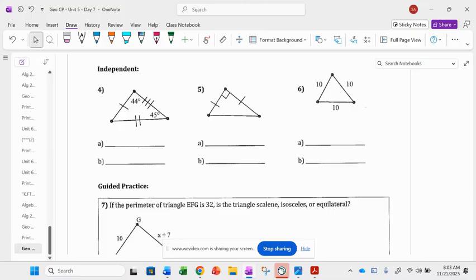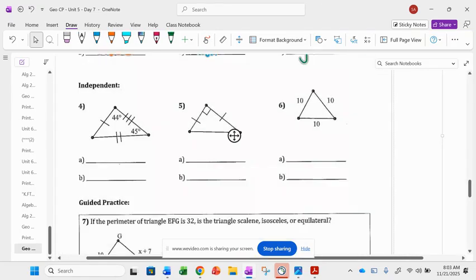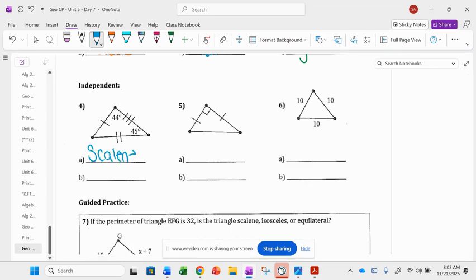Okay, let's go over this. So in number 4, I see 3 markings that are different. So I know no sides are congruent. Therefore, I'm going to say that this is a scalene triangle. And then I can't decide what kind of angle measurements it has until I find that last angle. So I'm going to add 44 plus 45, and I'm going to get 89. And then I'm going to do 180 minus 89, and I'm going to get 91.